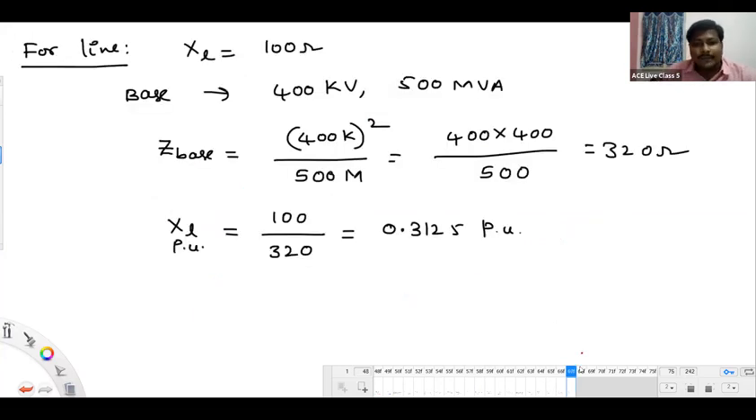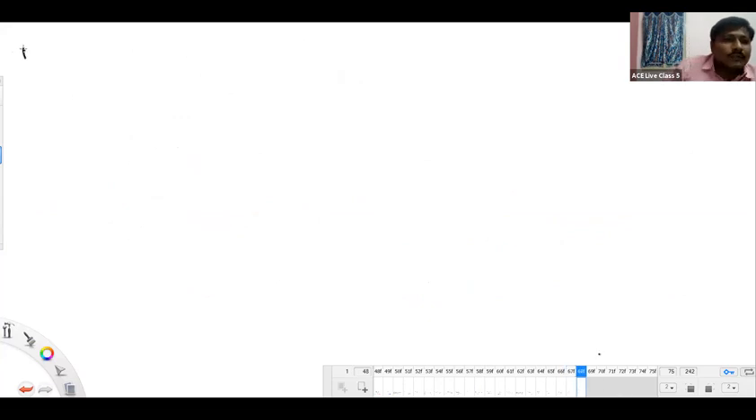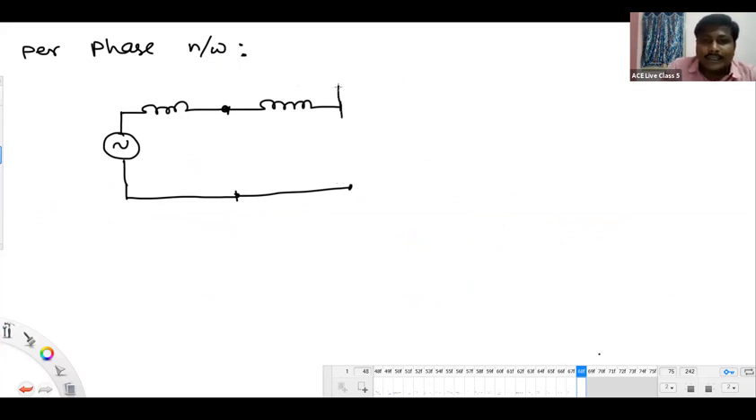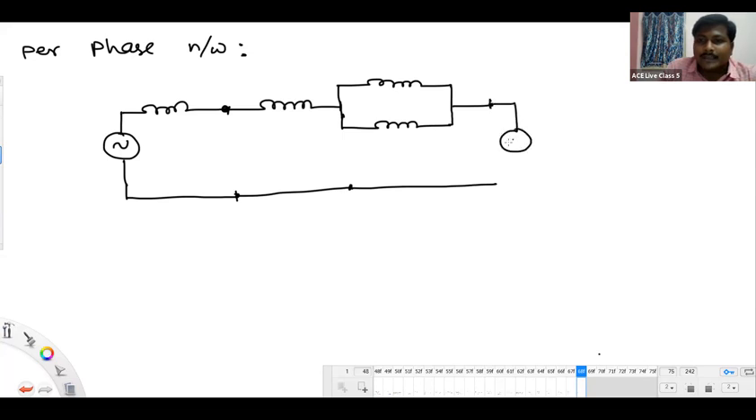Okay. Now we will draw the per phase network. First the generator, a voltage source in series with some reactance for the generator, like this. And then we have a transformer, represented in this manner. After the transformer, two lines are there, line 1 and line 2, connected in parallel. And at the end, you have the infinite bus. Infinite bus means it is represented again as a voltage source.